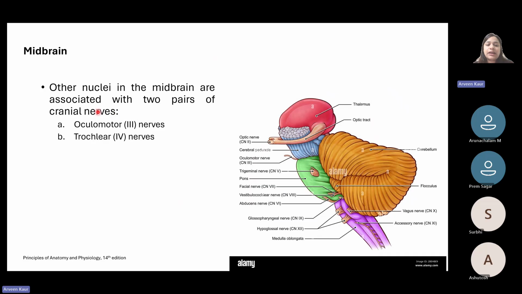Other nuclei in the brain are associated with two pairs of cranial nerves. One is the oculomotor nerves, and the other is the trochlear nerves, right? So, oculomotor and trochlear. I can't see that over here.